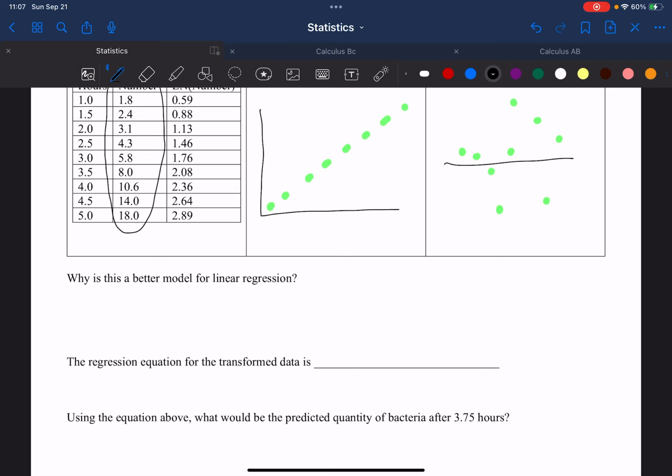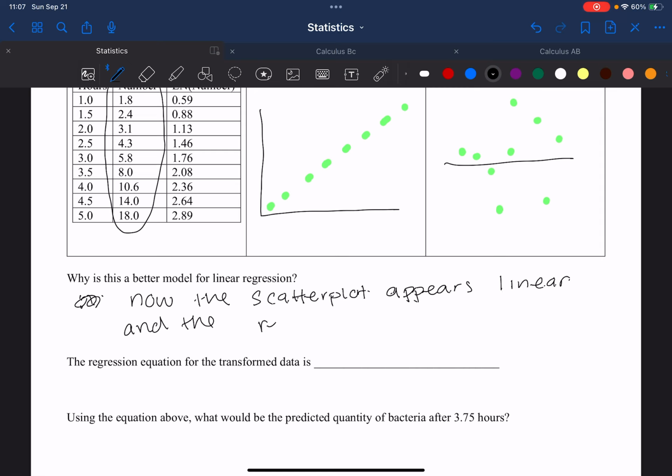Well, now the scatter plot appears linear, and the residual plot is scattered.